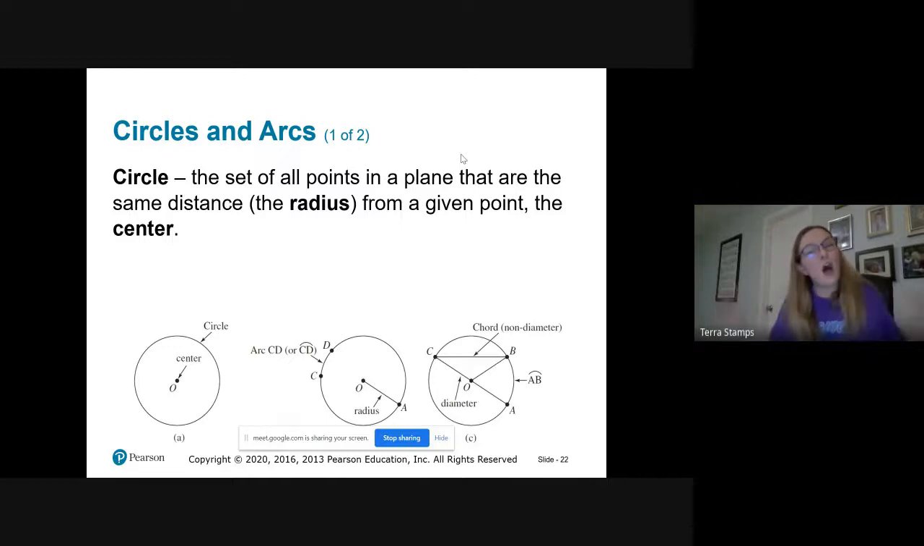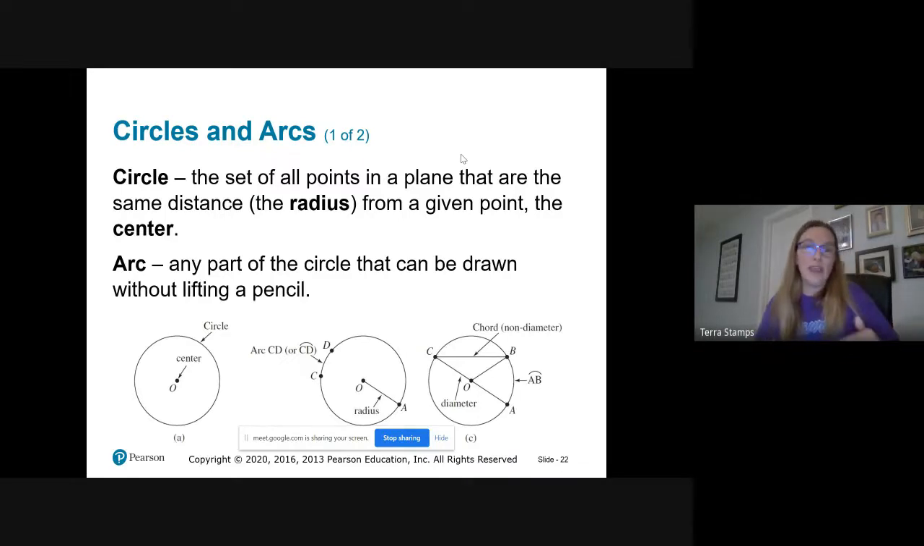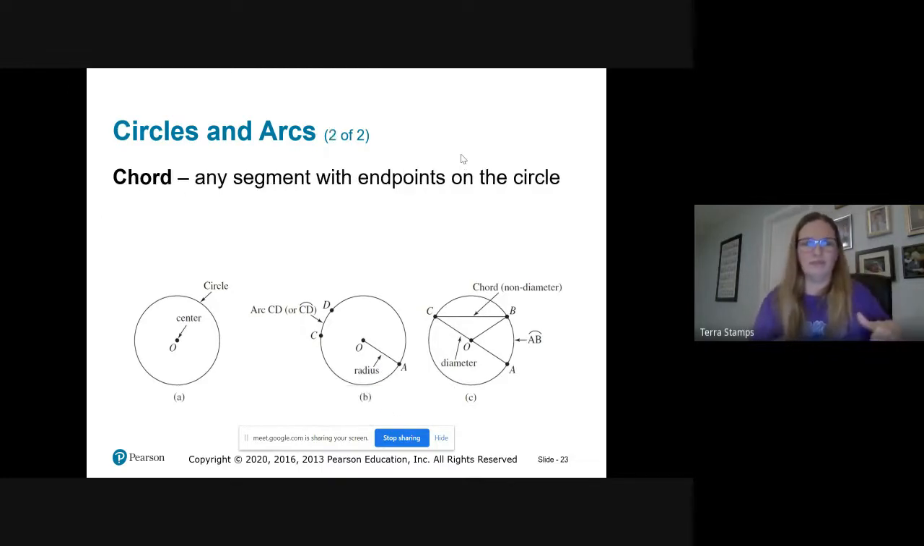A circle is the set of all the points in a plane that are equidistant from a fixed point. That fixed point is called the center, and that fixed distance is called the radius. If you take two points along the outer edge of the circle, the circumference as we call it, that forms an arc. The arc can be super short or more than halfway around. We're not going to use those too much.